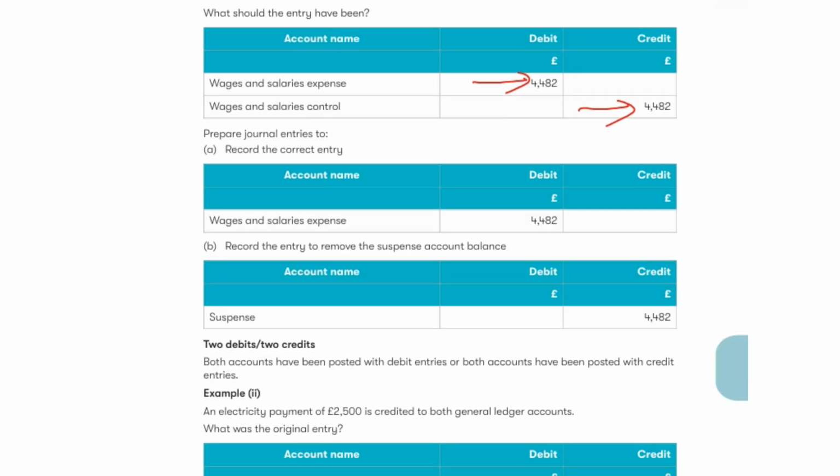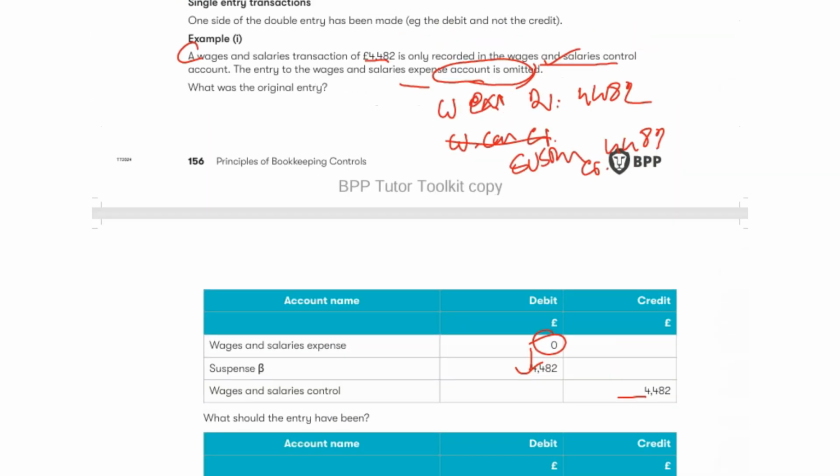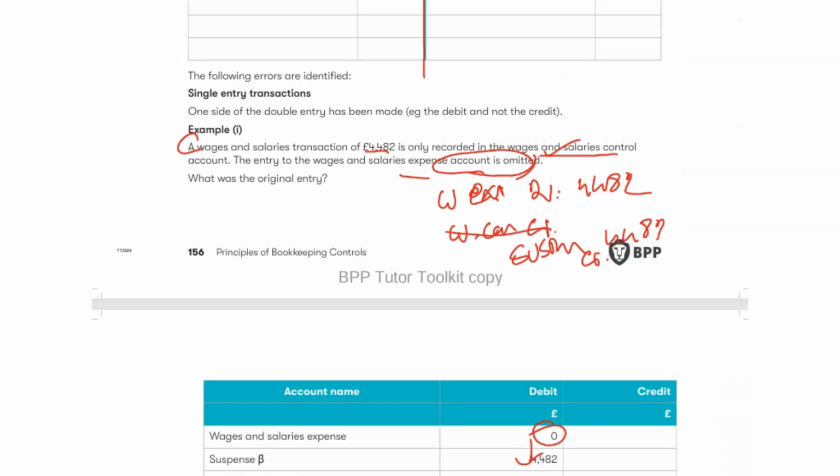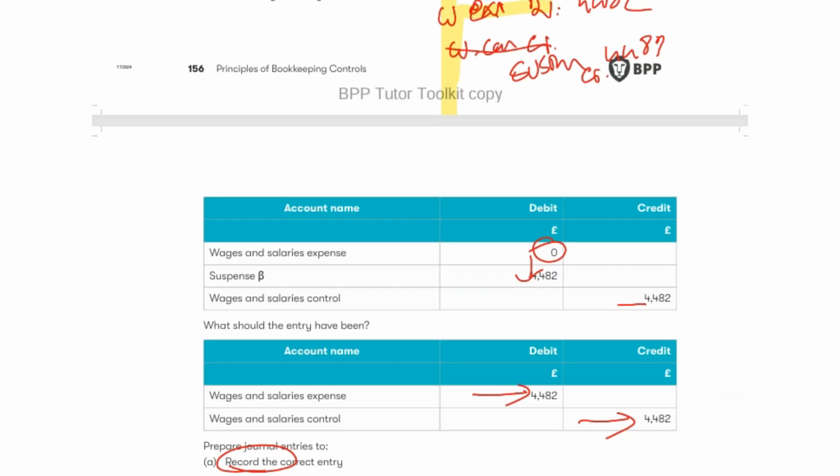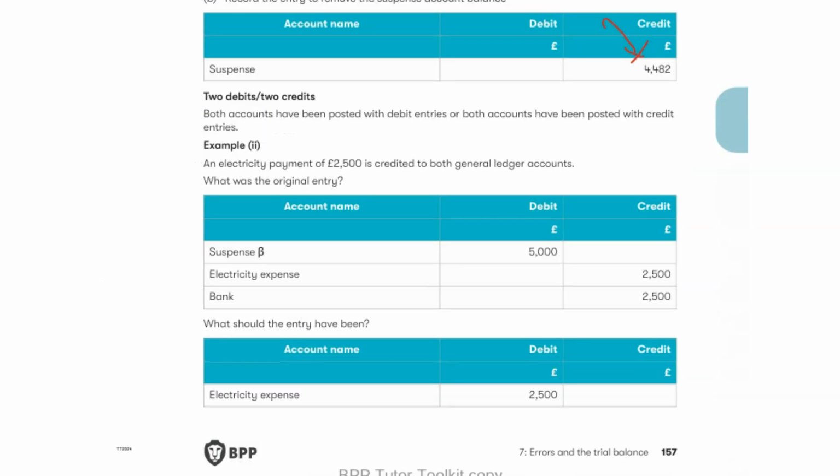How to make it correct? They're going through the removal way here. Record the entry: wages expense debit and suspense credit. That's how you've done it. Instead of that, straight away you make the entry which was not done. The wages expense entry was omitted, so we put in wages expense debit, and the opposite is suspense credit. That's how you do it, people. On to the next bit.